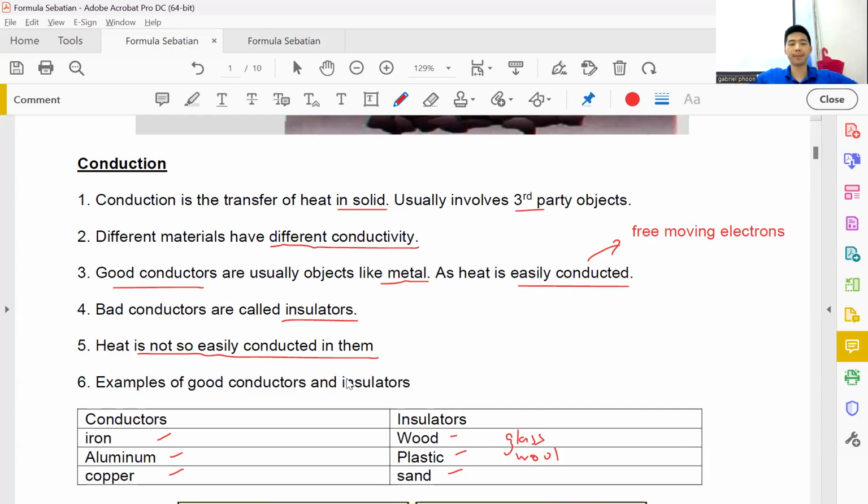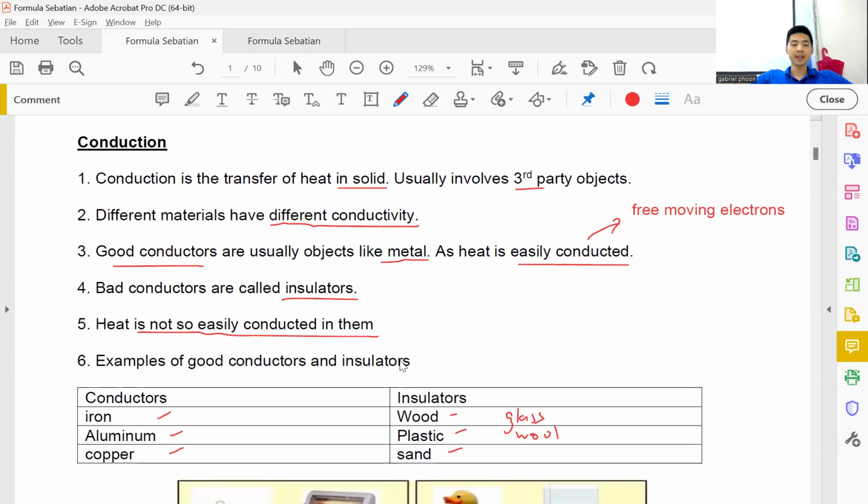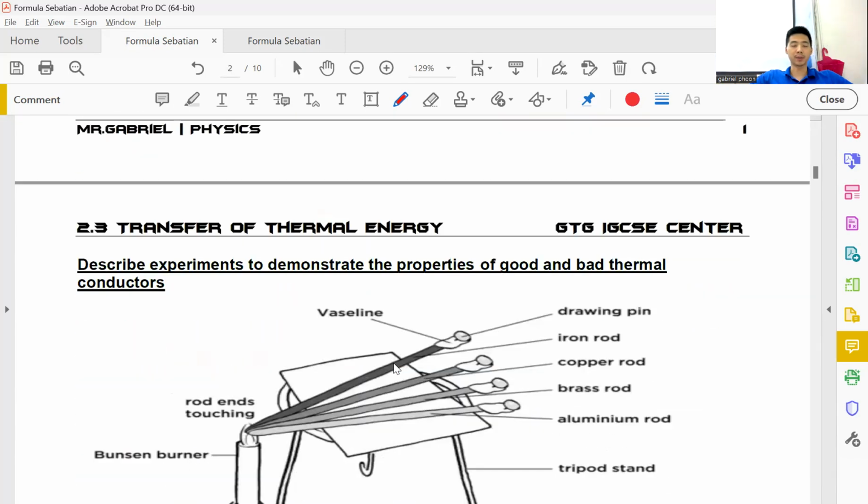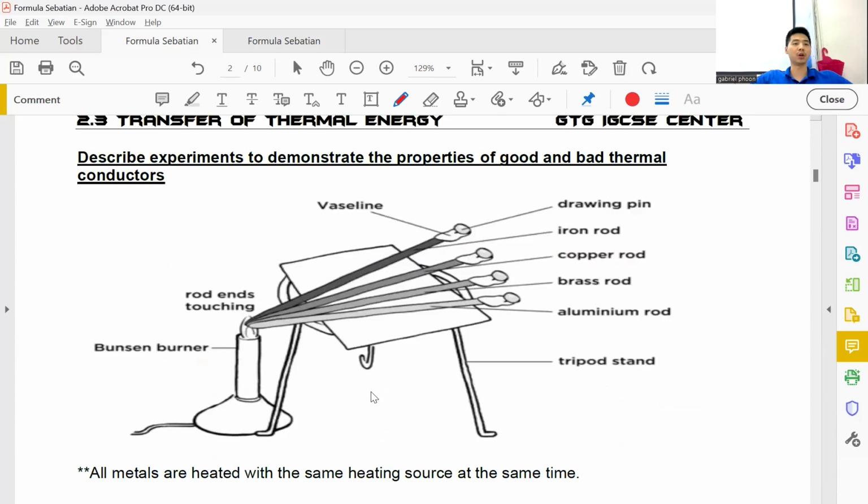Okay, done. If you're done, let's look at a simple experiment to test out different conductivities of different metals. Like I said, all metals are generally good conductors of heat, but not all metals conduct heat equally. If you look at this experiment here, it starts off with 4 different metals: iron, copper, brass, and aluminium. At the end of all these metal bars, I'll stick a piece of Vaseline on it. Vaseline is a form of wax that will easily melt away when heated. At the other side of the Vaseline, I'll stick a drawing pin here.